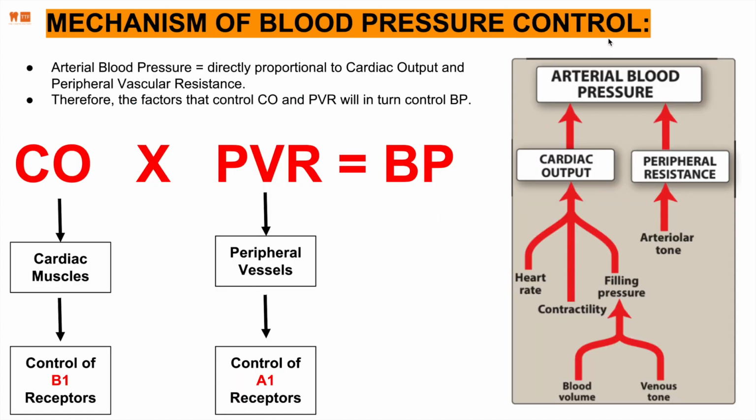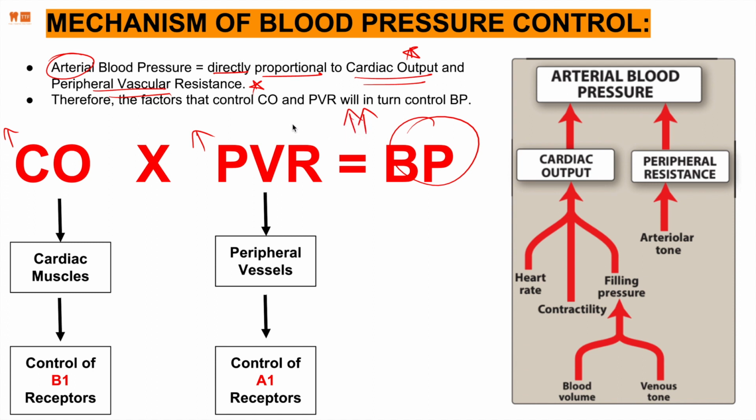Our body has a way to control blood pressure. See, arterial blood pressure, that's one term we need to know. It is directly proportional to cardiac output and peripheral vascular resistance. What does that mean? The amount of blood that the heart puts out versus the amount of resistance our vessels have is directly proportional to blood pressure. So if cardiac output goes up, blood pressure goes up. If peripheral vascular resistance goes up, blood pressure goes up.